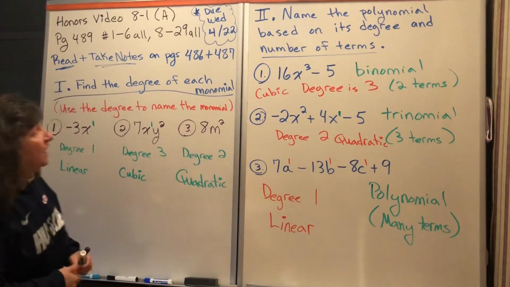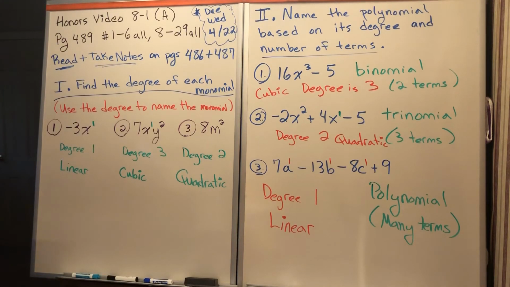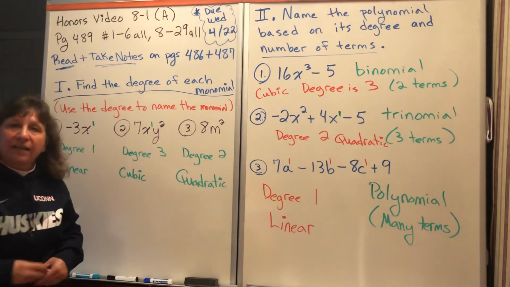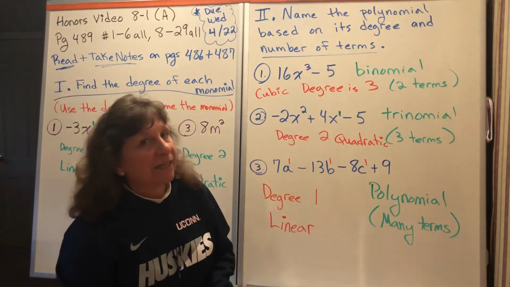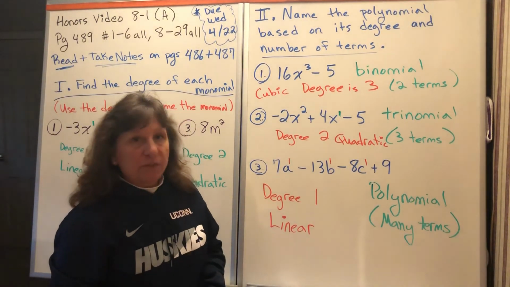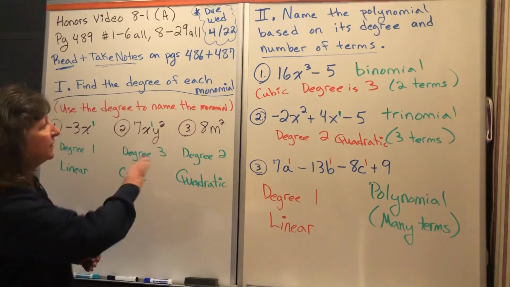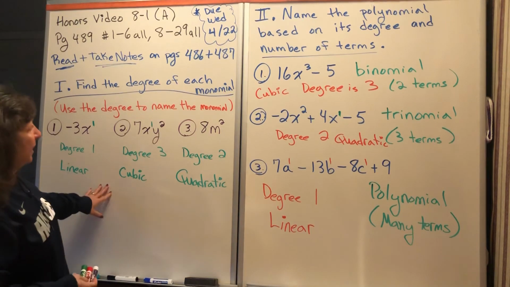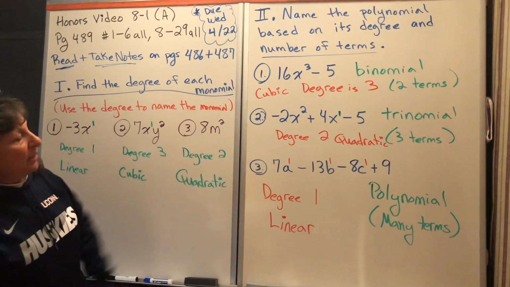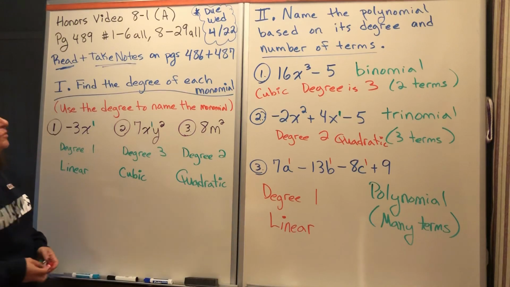And then that is the overview in order to be able to do these. I think there's a couple of problems in there where you have to add and subtract like terms, but we covered that every time we did solving equations. You know that you're only allowed to add and subtract like terms, so I think any of the other problems that didn't have to do with the vocab or the degree of a monomial or the degree of a polynomial, I think everything else was review.